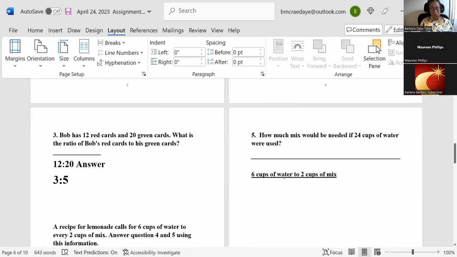Now you have a ratio and a proportion because you've got the 24 cups of water, and you need to know how much mix, but you know the ratio of 6 cups of water to 2 cups of mix. My question is, how do you set up the proportion? Now, a proportion is just setting 2 ratios equal. So tell me how to set this up.